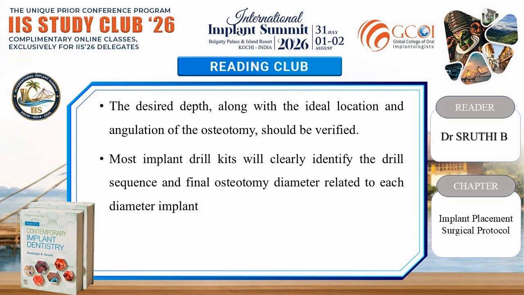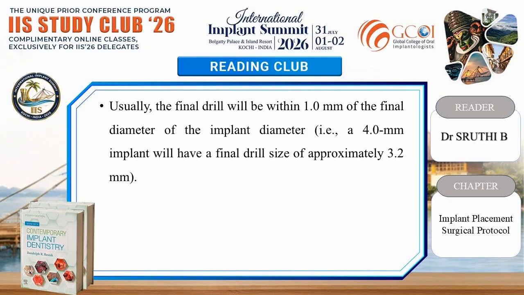Most implant drill kits will clearly identify the drill sequence and final osteotomy diameter related to each diameter implant. Usually, the final drill will be within 1 mm of the implant diameter. That is, a 4 mm implant will have a final drill size of approximately 3.2 mm.